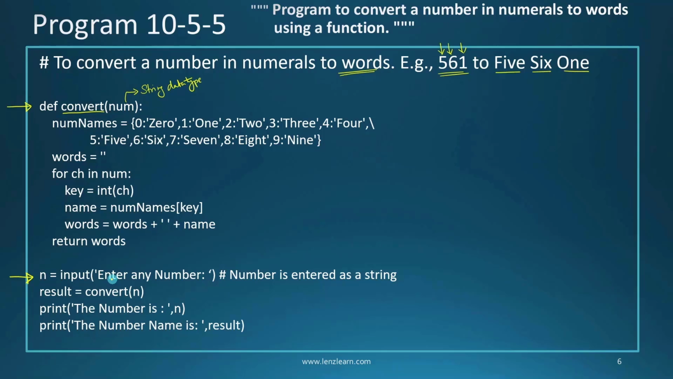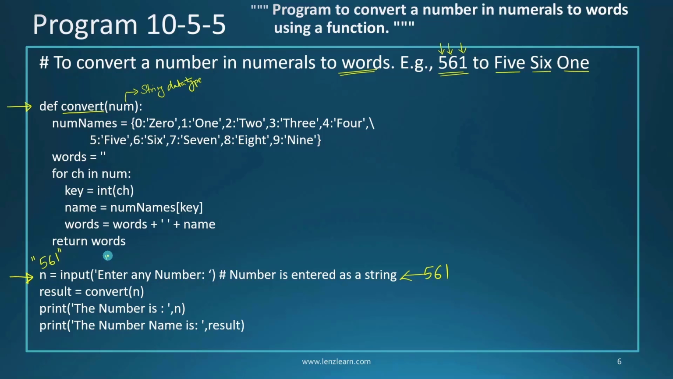So here you can see I have asked the user to enter a number, but I didn't change the data type of that number to int. You can see there is no function int or float written here. Whatever I enter directly is getting stored into n. So if I enter number 561 in keyboard, that will be stored into this variable n as a string, and 5 and 6 and 1 are treated as separate characters inside that string.